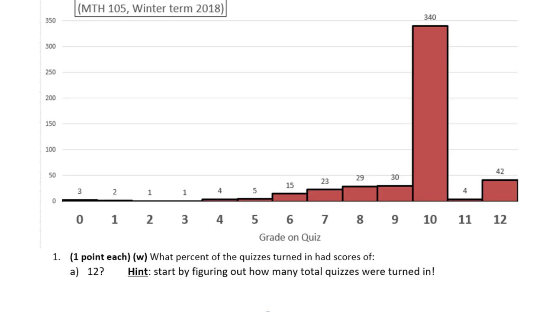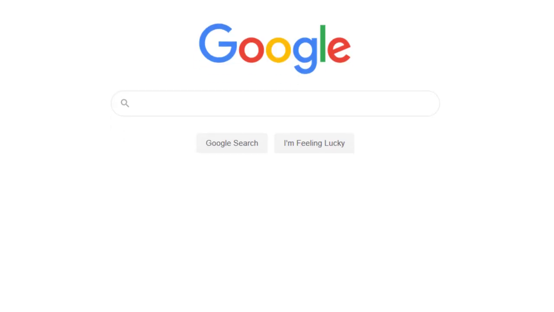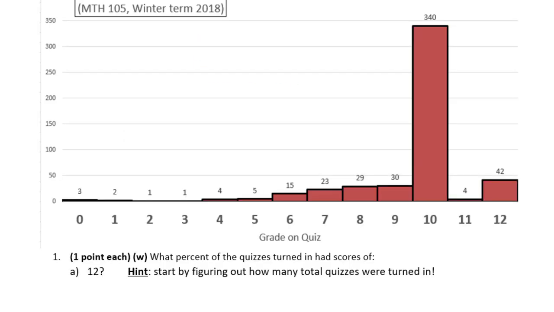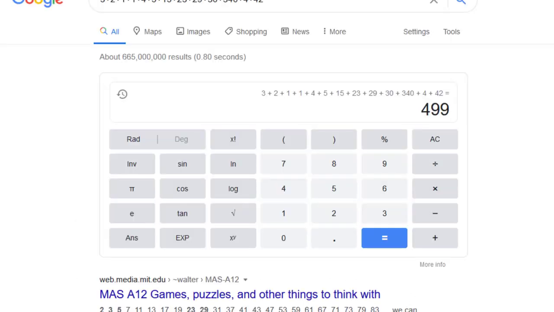So I'm going to do this over here. You're not going to see it. I'm going to pull a little window over here. I'm going to do 3 plus 2 plus 1 plus 1 plus 4 plus 5 plus 15 plus 23 plus 29 plus 30. You already did this, of course, because you needed this to do the previous questions. Plus 4 plus 42. Okay, so I get 499 total quizzes.